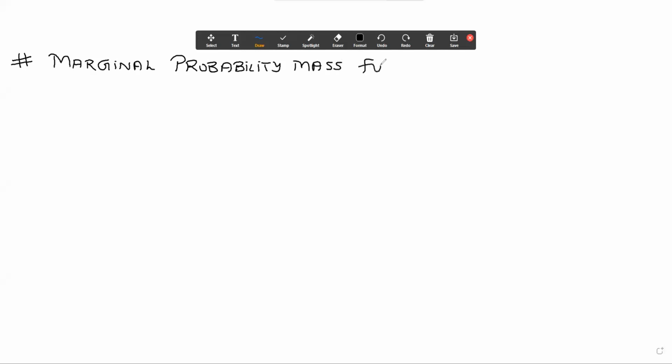So the next definition for us, we are doing marginal probability mass function. Okay, so let's write the definition.